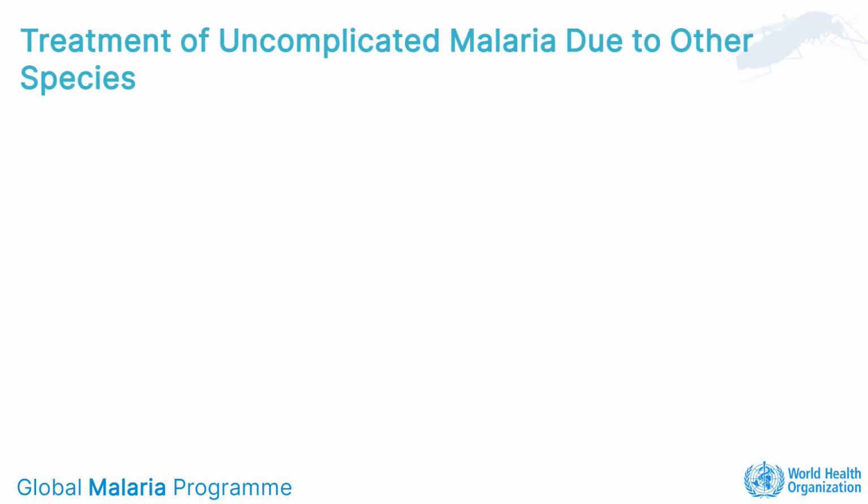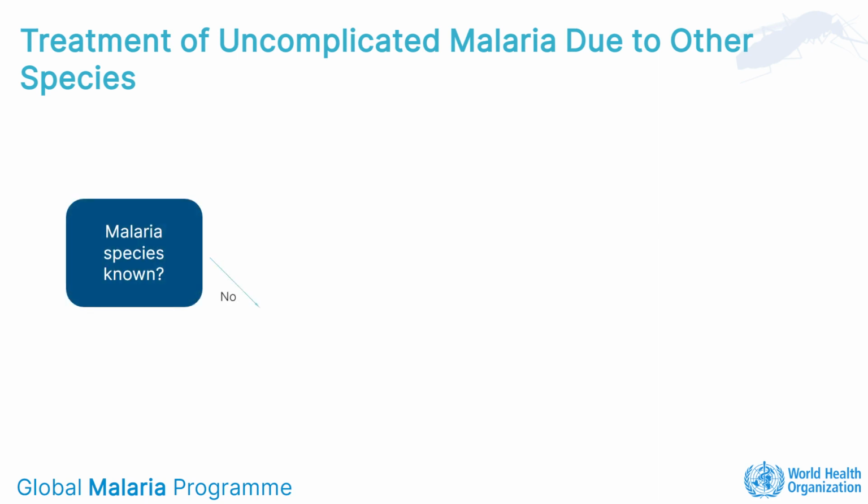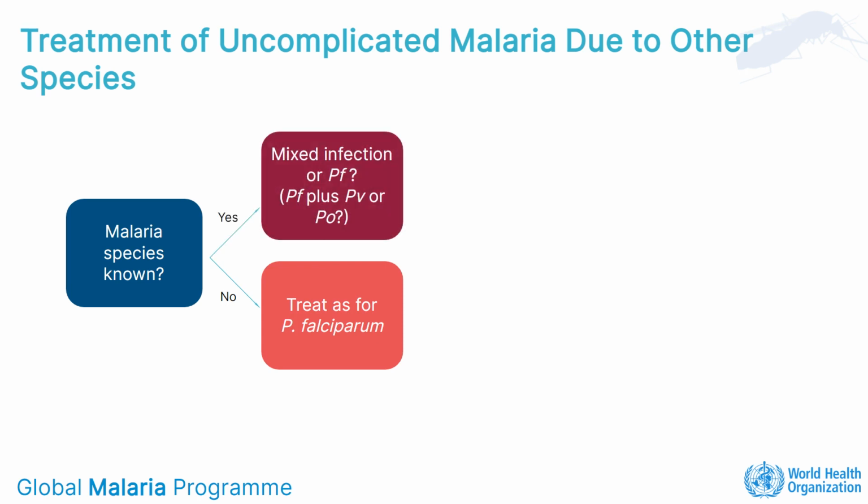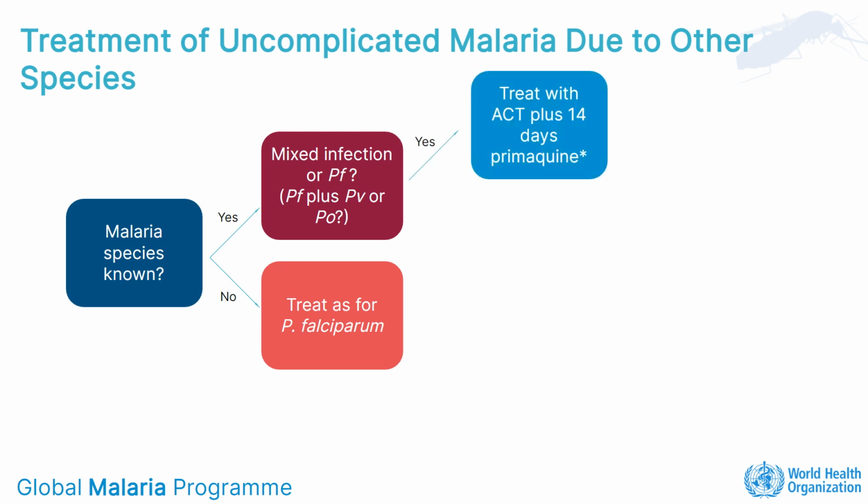Treatment of other species of malaria may differ from that of Plasmodium falciparum. If the malaria species is not known, the patient should be treated as if the species were Plasmodium falciparum, because that parasite causes the most severe illness. If the malaria species is known and it is a mixed infection of Plasmodium falciparum and either Plasmodium vivax or Plasmodium ovale, the patient should be treated with an ACT and 14 days of primaquine. Before providing a full therapeutic dose of primaquine, the patient should first be tested for G6PD deficiency.